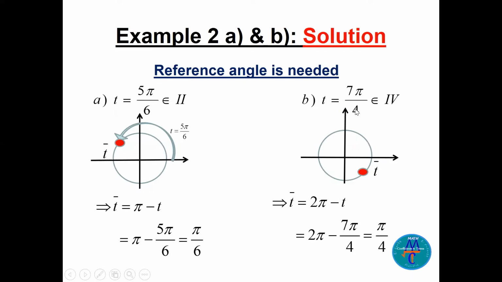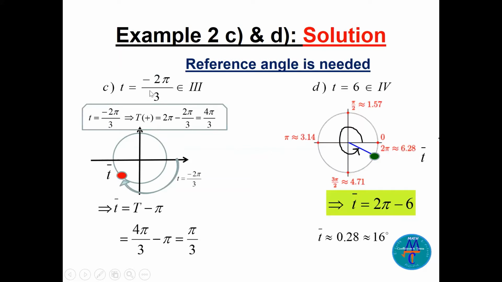7 pi over 4. Now we know 7 pi over 4 is in quadrant 4. Every quadrant here has 2 pi over 4s, because the quadrant is pi over 2. So 7, this is 2, 4, 6, and 7. So the angle is there. And then t dash, the reference, will be 2 pi minus the angle t. So 2 pi is the complete cycle minus the angle itself. So you are left with 2 pi minus 7 pi over 4, which is 8 pi minus 7 pi over 4. Pi over 4 is the reference here.